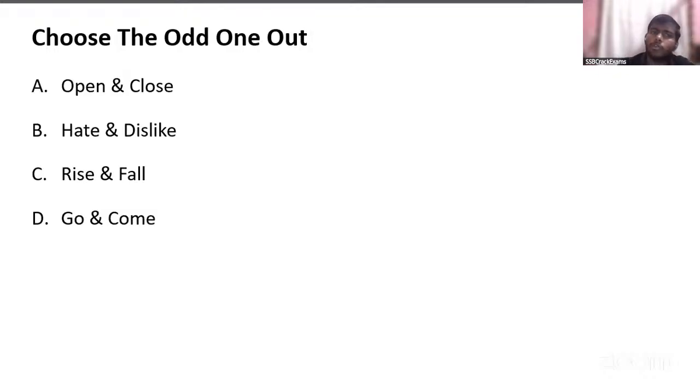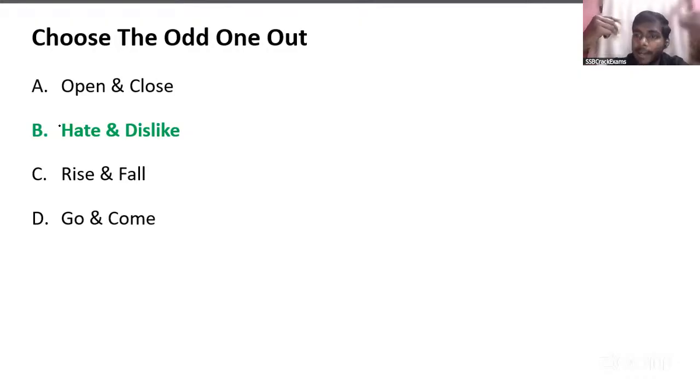Open and close. What are they? Antonyms. Rise and fall, again antonyms. Go and come, again antonyms. Hate and dislike. Hating someone or disliking someone. What is this? Both are synonyms. That's why this will be the answer, according to me. Let's check the answer. See, this is the answer because hate and dislike are synonyms.